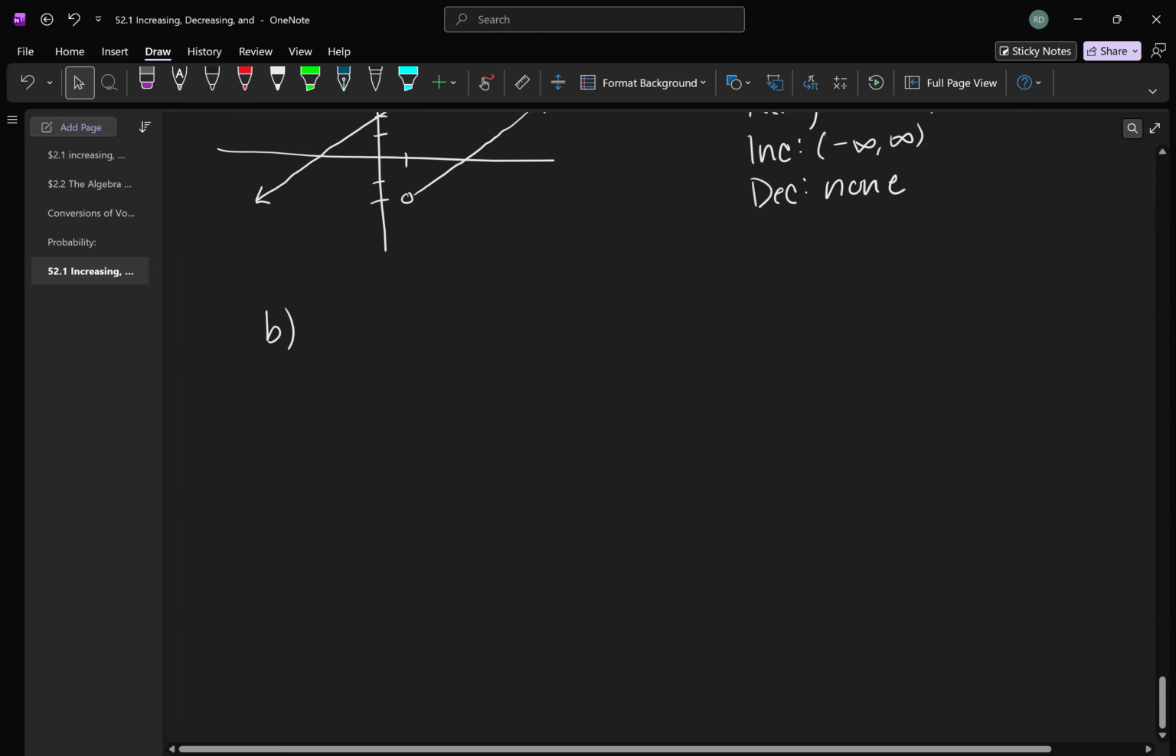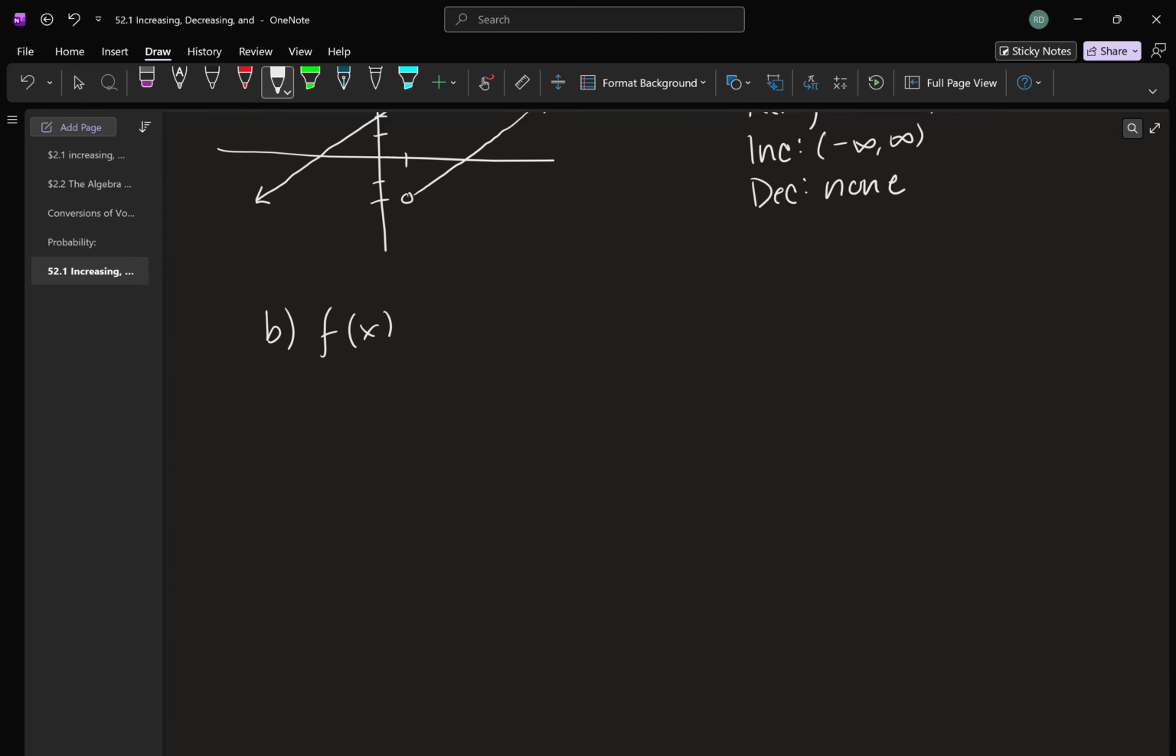Let's do one more example. We have f of x equals 3x minus 2 for the interval x is less than -4, 1 for the interval -4 to 1, and x plus 2 for the interval x is greater than or equal to 1.